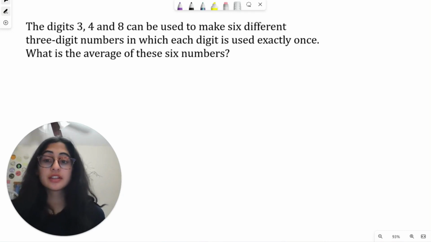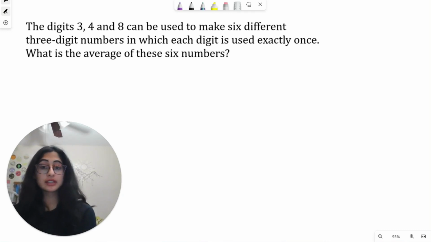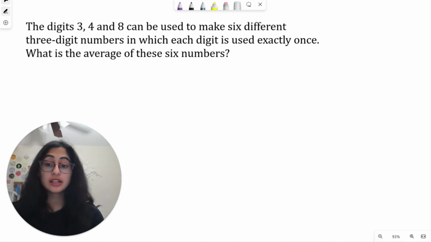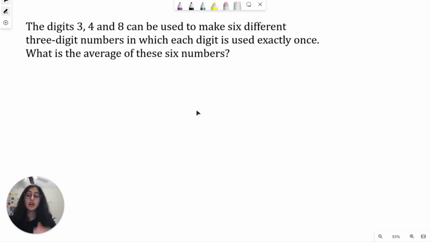Alright, so this question says the digits 3, 4, and 8 can be used to make 6 different 3-digit numbers in which each digit is used exactly once, and it's asking for the average of these 6 numbers. Alright, so let's think about this. One thing we could do is just list out all these numbers and then find the average, like how we always find the average by adding them up and then dividing by the number of numbers, which in this case would be 6.